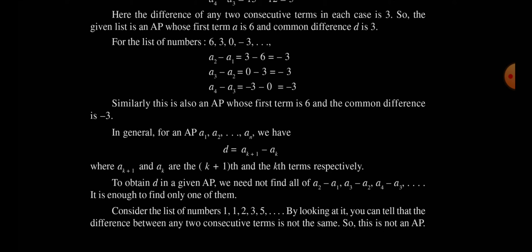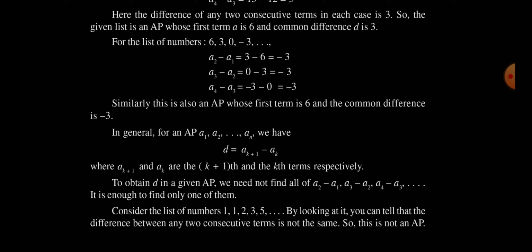For the list of terms 6, 3, 0, minus 3, a2 minus a1 is equal to 3 minus 6 is equal to minus 3. a3 minus a2 is equal to 0 minus 3 equal to minus 3. a4 minus a3 is equal to minus 3 minus 0 equal to minus 3. Similarly, this is also an AP whose first term is 6 and the common difference is minus 3.